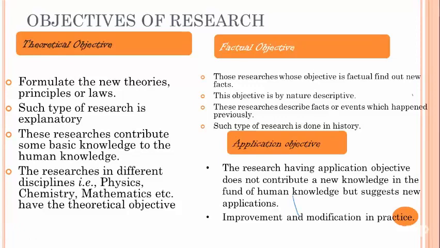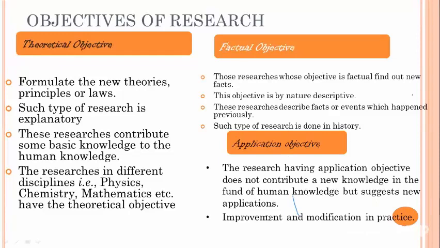Now the factual objective. This is fact finding. Those researchers whose objective is factual find out new facts. These are descriptive in nature, and they try to describe facts or events which have happened previously. When we say previously, this type of research is done in history. It is fact finding, for example, whether or not Aurangzeb existed, whether he was a tyrannical ruler or not. We are trying to find out facts. That is the factual objective.